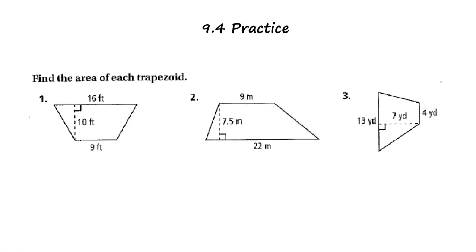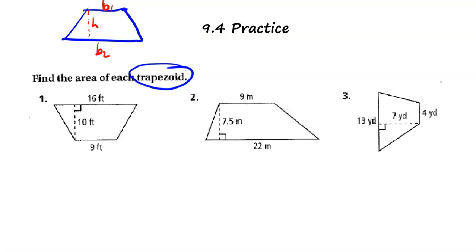All right, 9-4 practice. Before we jump into this, let's just talk about the general formula for an area of a trapezoid. If you have a trapezoid, and I'm just going to draw a generic one here, the key things that you need is that top base, base number 1. You need the other base, base number 2. And then you also need the height between the two bases.